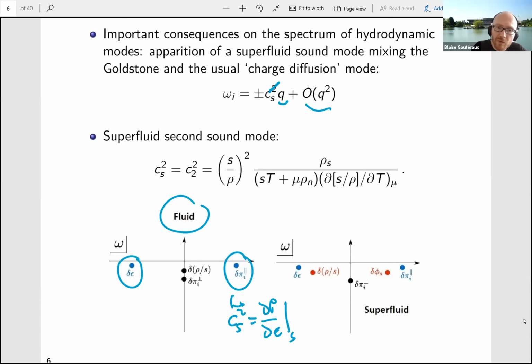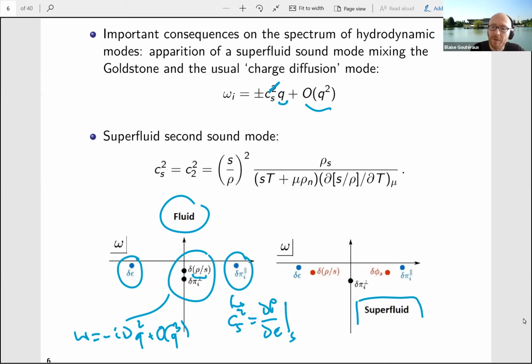And then we would have two diffusion modes. So these two would have omega equals minus i D q squared plus higher order terms. And they would describe fluctuations of transverse momentum. So this would be the one that is set by the shear viscosity of the system, for those of you who know about this. And the other one, which is in the longitudinal sector, would describe fluctuations of the ratio of charge over entropy. So this is the spectrum of gapless hydro modes for an ordinary fluid.